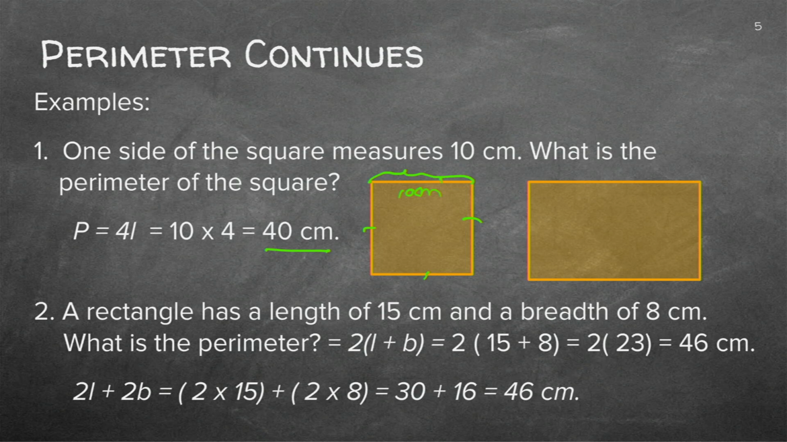And then the rectangle, we are going to say the length is 15 centimeters. The breadth is 8 centimeters, but we know that this side and this side are the same, that side and that side are the same, right? So what is the perimeter? Perimeter is going to be 2 times the length plus the breadth, which is 2 times 15 plus 8, 2 times 23 or 46 centimeters. If we do it the other way around, we say it's 2L plus 2B, so it's 2 times 15 plus 2 times 8, it's 30 plus 16, and we get to the same answer.